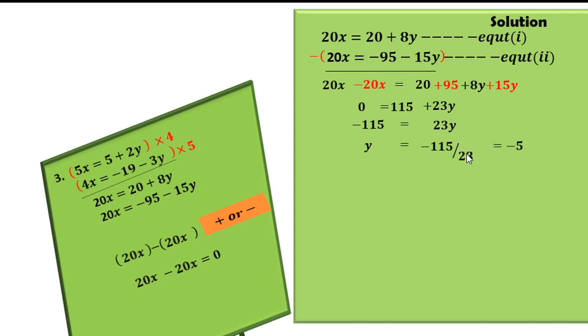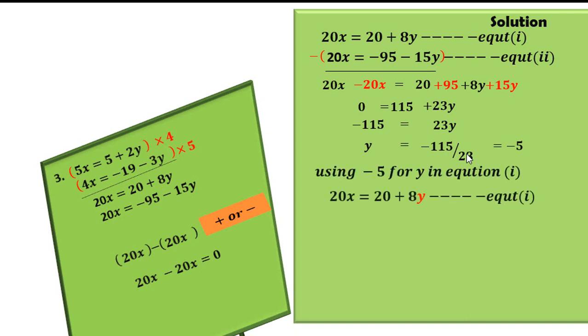Y equals minus 5. So using minus 5 for y in equation 1: equation 1 is 20x equals 20 plus 8y. Instead of writing y now, I'll be writing minus 5. So that means 20x equals 20 plus 8 multiplying minus 5. Plus multiplying negative is negative, then 8 multiplying 5 is 40.